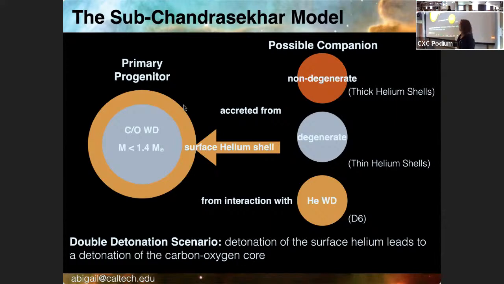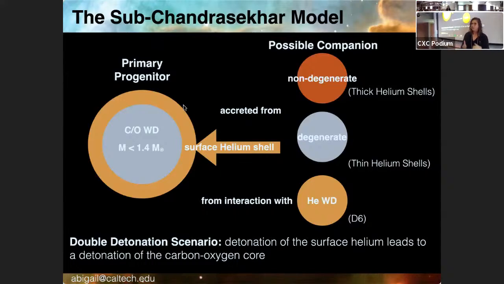oxygen. So you get a helium ignition in this surface helium shell. As that shell burns around the white dwarf, it sends a compression, a shock wave, into the center of the carbon oxygen white dwarf. When that shock front converges, it compresses the core, causes the second detonation, and it fully detonates, getting a thermonuclear runaway and a 1a-like explosion.